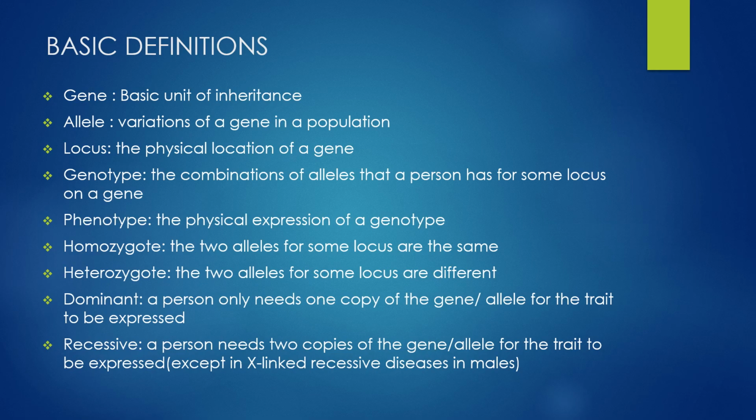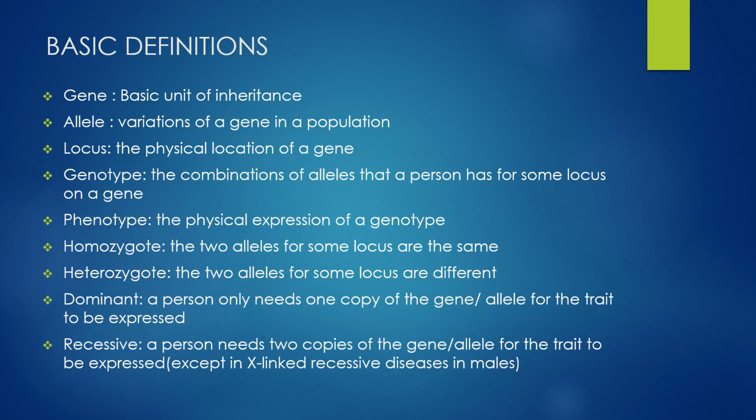Then we have phenotype. Phenotype is the physical expression of the genotype. It basically is what we see based on the genotype that a person has. So the physical characteristics that we see based on a particular genotype. Homozygote, meaning that the two alleles for some locus are the same. Heterozygote, on the other hand, meaning that the two alleles for some locus are different.